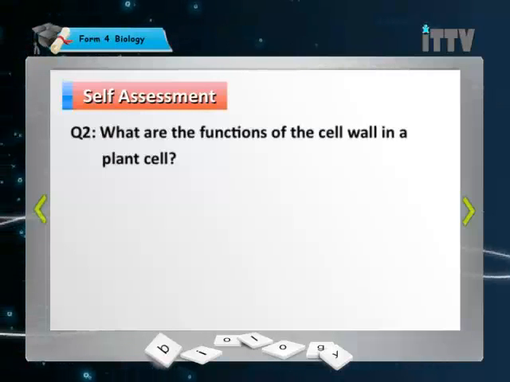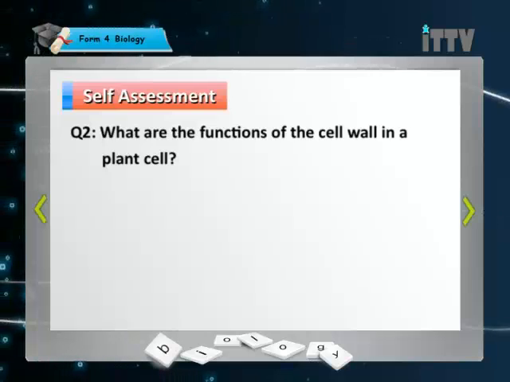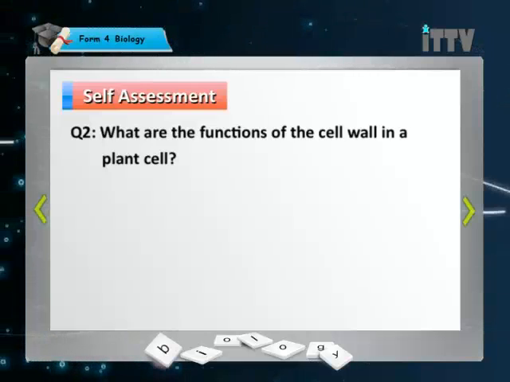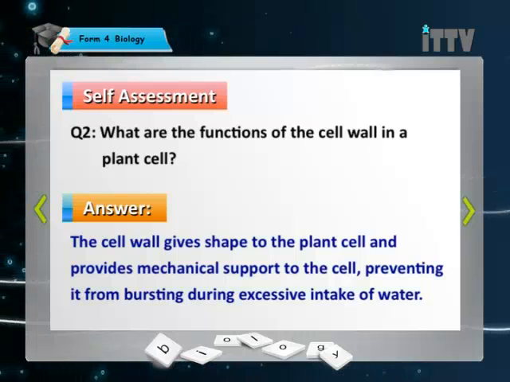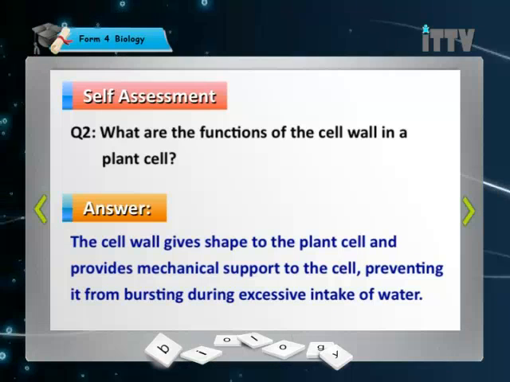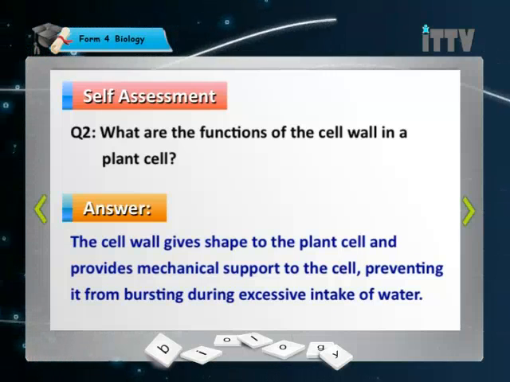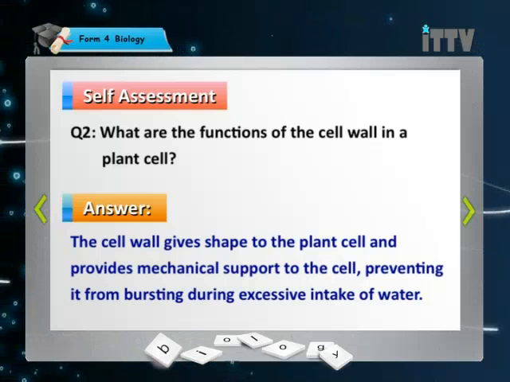What are the functions of the cell wall in a plant cell? This is quite easy, isn't it? The cell wall gives shape to the plant cell and provides mechanical support to the cell, preventing it from bursting during excessive intake of water.